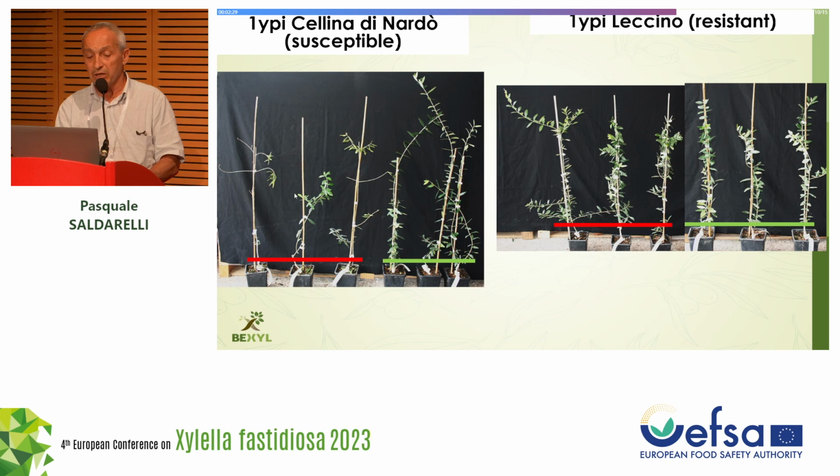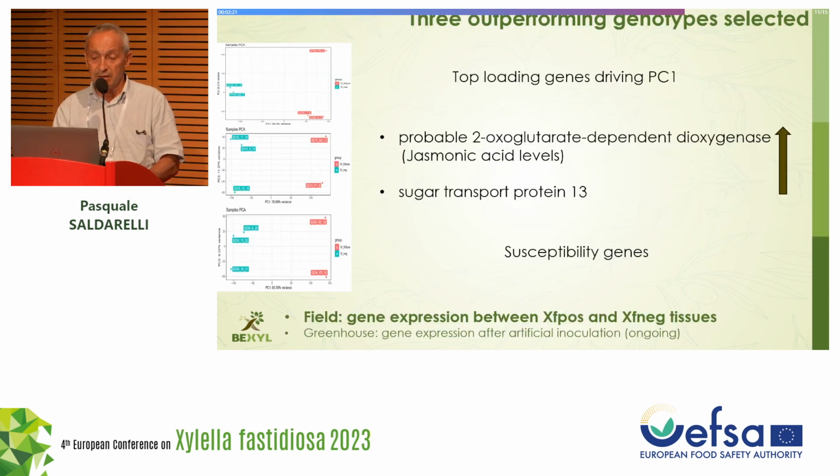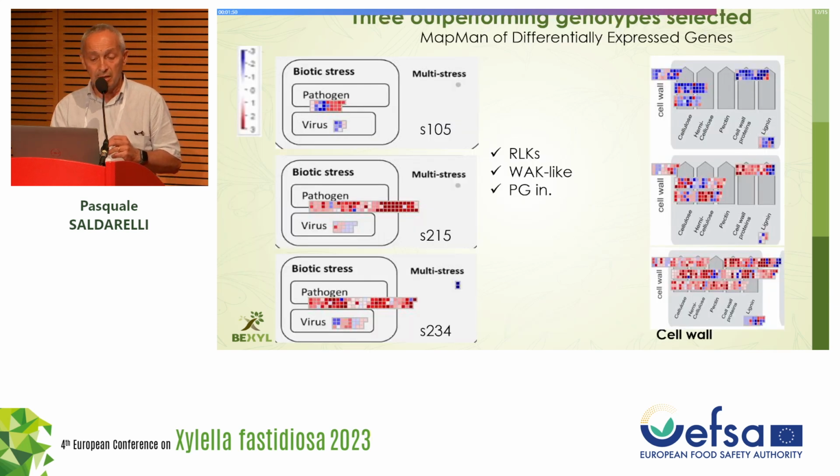And here you have the two controls: Cellina di Nardò, which one year later is desiccated, and the control Leccino, which is resistant. In these three outperforming genotypes, the gene expression analysis allows us to distinguish the different sectors of the plants, Xylella positive and Xylella negative. Among the top loading genes that we are observing, there is an increase of a couple of so-called susceptibility genes that enhance the susceptibility of the plants, which control the jasmonic acid levels and the sugar transport protein. We also observed some of the genes that we already observed in previous gene expression analyses, related to the cell wall response of the plants, like receptor-like kinase and wall-associated kinase.